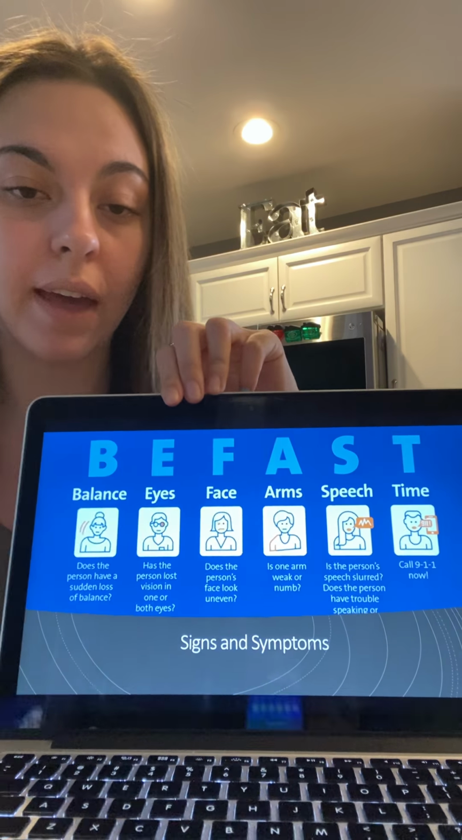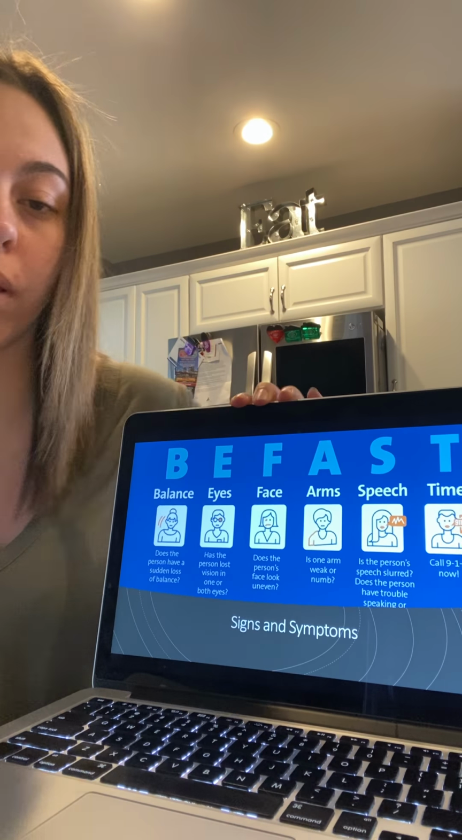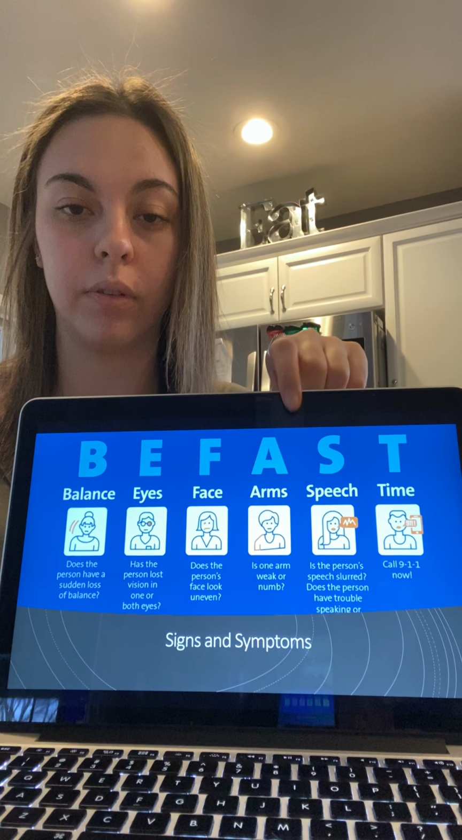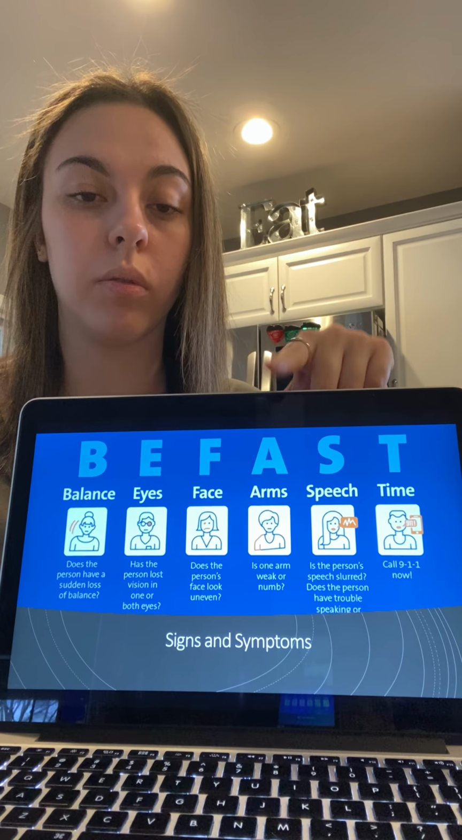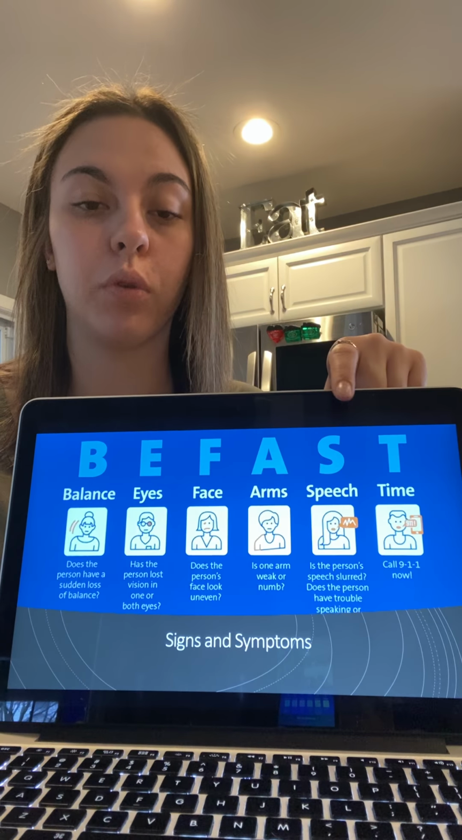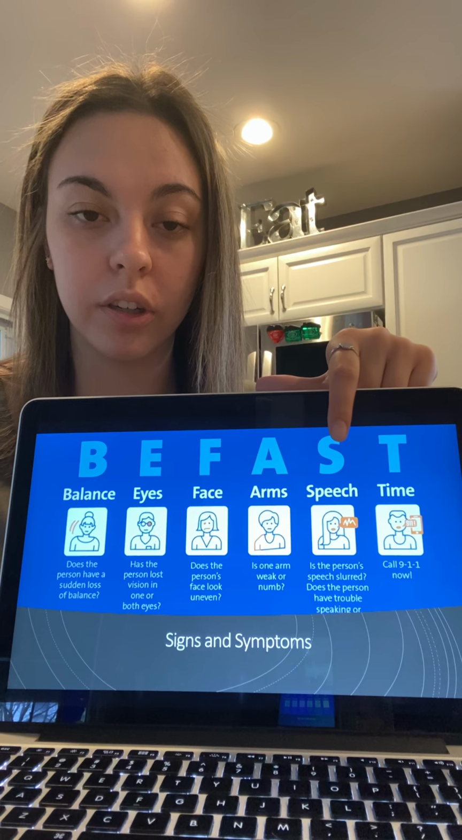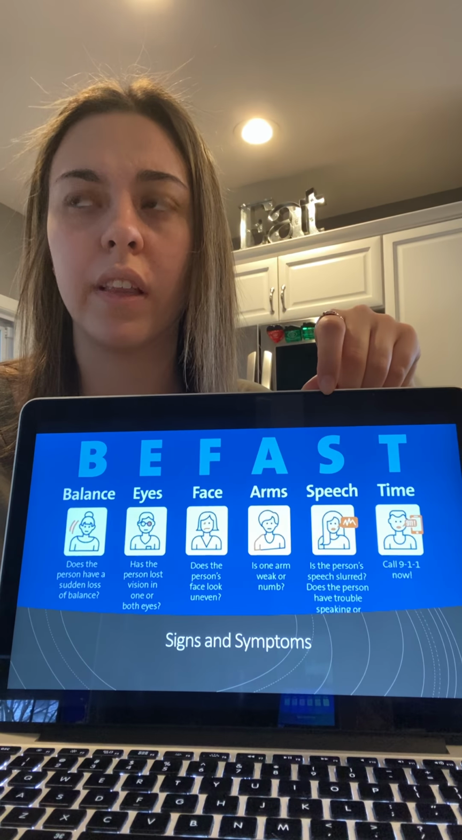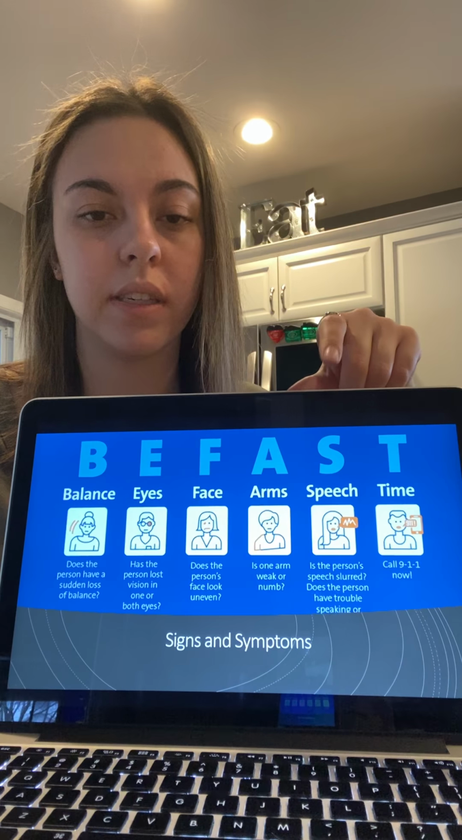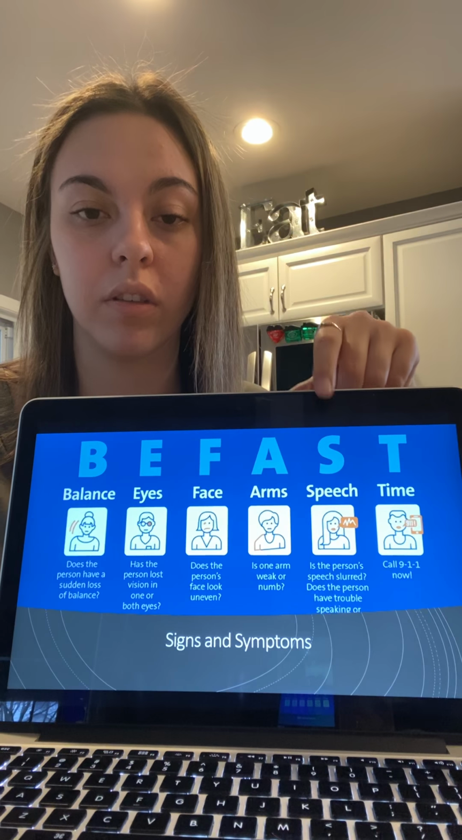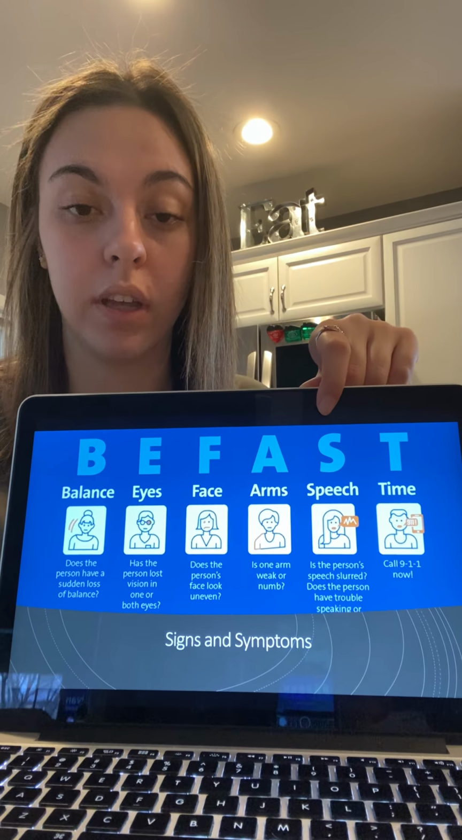They may have tingling in an arm. It might be weak or numb. They may not be able to feel the one side. So look out for that. S is for speech, and it will be slurred. If you think that somebody is having a stroke, you can ask them to say a sentence and listen to their speech and see if it is slurred or not.